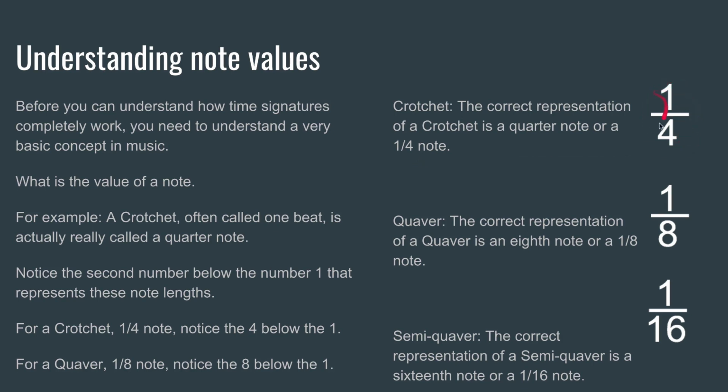Notice the number at the bottom, which will match our time signature. A quaver is actually an eighth note, 1 over 8. Notice the number at the bottom. A semiquaver is a 16th note, or 1 over 16. Remember the number at the bottom.